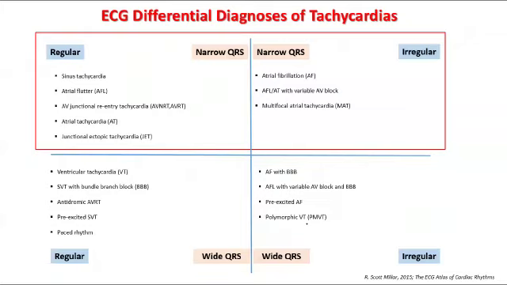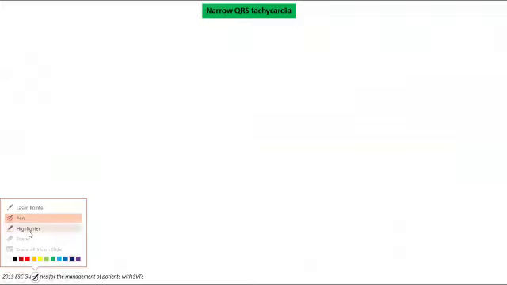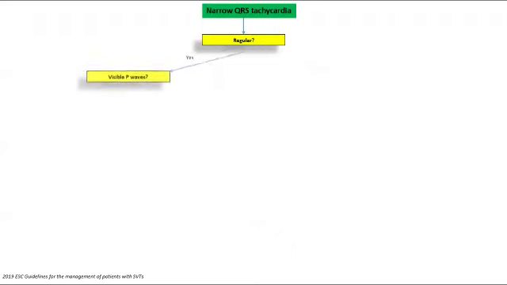So let's say now you're presented with an ECG and you have a narrow complex tachycardia. So the first and foremost thing that you need to ask yourself is, what's my rhythm? Is my rhythm regular? If it's a regular rhythm, you now have to go and look for atrial activity, because it can really provide you with some useful information as to what is happening.